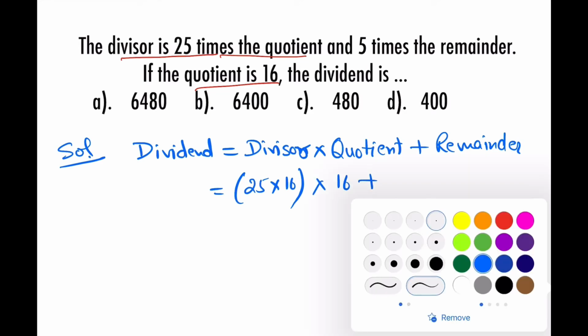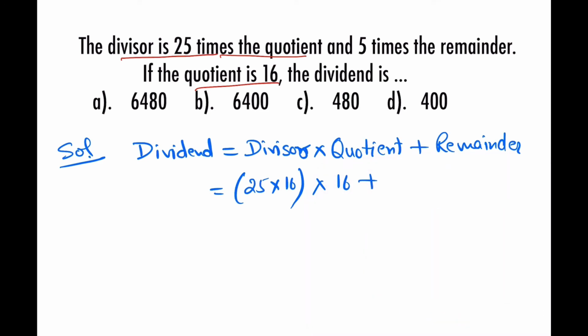What is the remainder? The divisor is 5 times the remainder. It means, what is our divisor? Divisor is 25 into 16. This is 5 times the remainder. That means the remainder is 25 into 16 upon 5. So 5 cancels out.